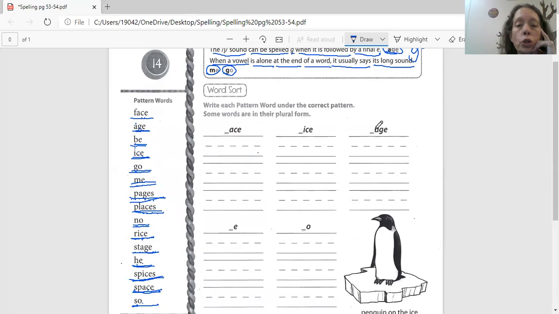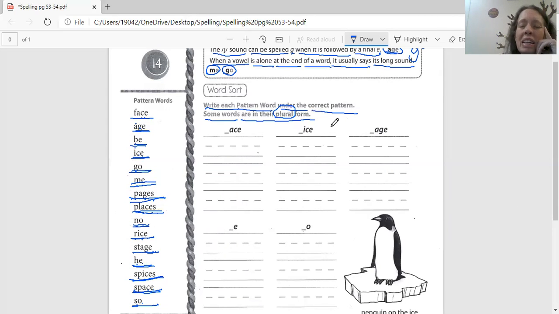That brings us down to word sort right here. We're going to listen and repeat the directions. Here we go. Write each pattern word under the correct pattern. And you're pretty good at these. You can do these. Some words are in their plural form. Okay, what does plural mean again? Plural means more than one. This is where these words are talking about more than one person, okay, or thing, whatever it might be.